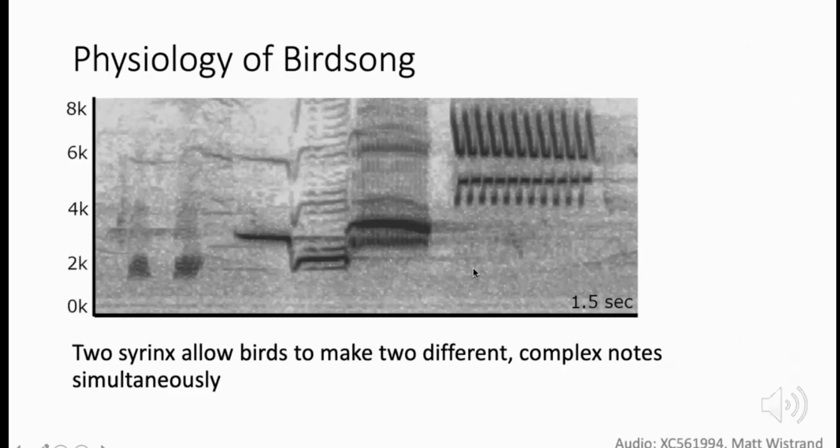One of those is that the two different syrinxes, the two different sides of the respiratory tract, can actually allow the birds to make two different complex notes simultaneously. So again, you're seeing pitch on the vertical axis and time across the horizontal axis here. And this is a bird that should be familiar to you. This is a wood thrush. So we'll play it here first. You can just listen.